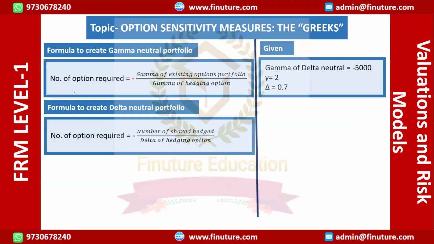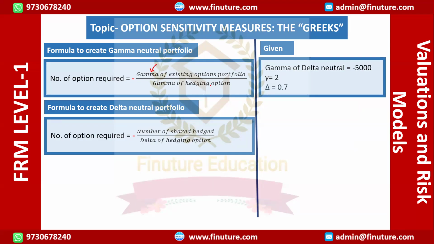And these are the very important formulas which will be used to solve that question that we had. Number of options required to create a gamma neutral position. So, the formula to create a gamma neutral portfolio: you will need some options to buy or sell, depending on what your existing gamma is. So your existing gamma of the existing option portfolio divided by the gamma of the hedging option. So you will have some other option which will have its own gamma, and you will use that option to hedge your existing position.